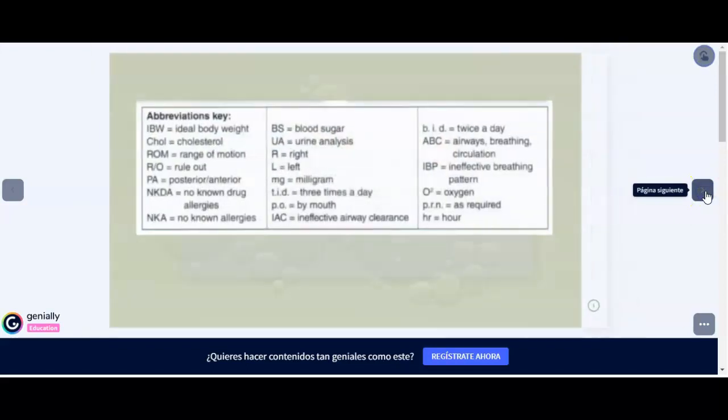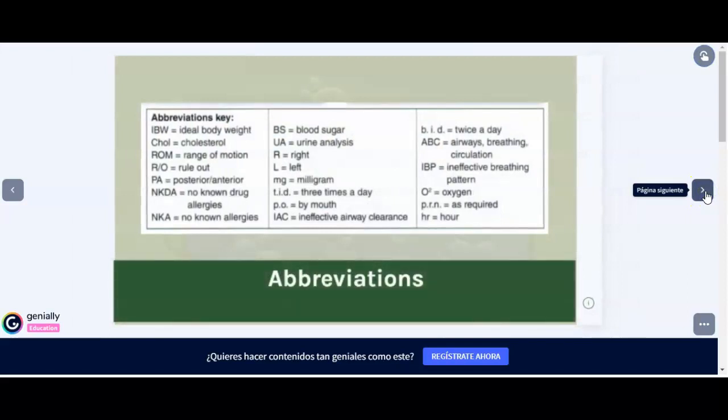And as I was telling you a moment ago, obviously nurses use a lot of abbreviations. For example, here we have ideal body weight, cholesterol, range of motion, rule out, posterior anterior, no known drug allergies, known allergies, blood sugar, urinary analysis, right, left, milligram, TID, that is 3 times a day, PO by mouth, effective airway clearance, twice a day, airways breathing circulation, effective breathing pattern, oxygen, as required, an hour.